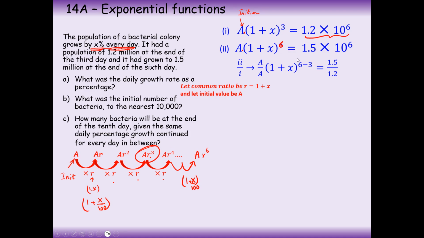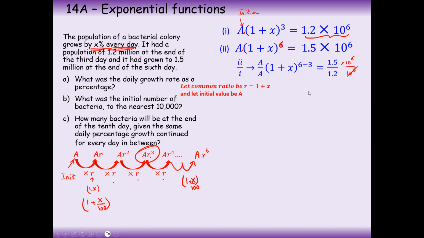And remember the index flows there. On the left, you're subtracting the indices. On the right, you can just say that the 10 to the power 6 is cancelled away. So there was 10 to the power 6 there, 10 to the power 6 there. That cancelled away, and so we're left with this ratio. So it's simplified like so.